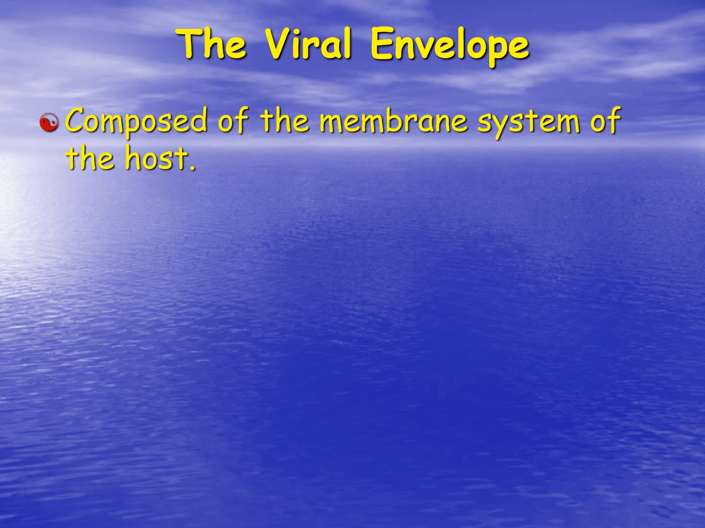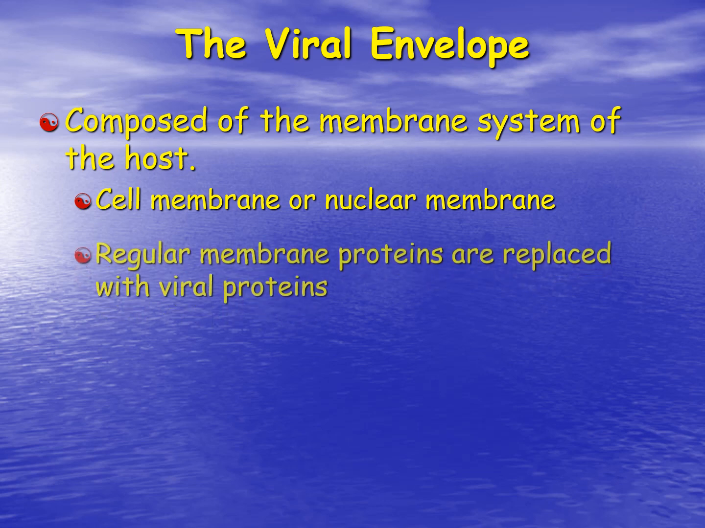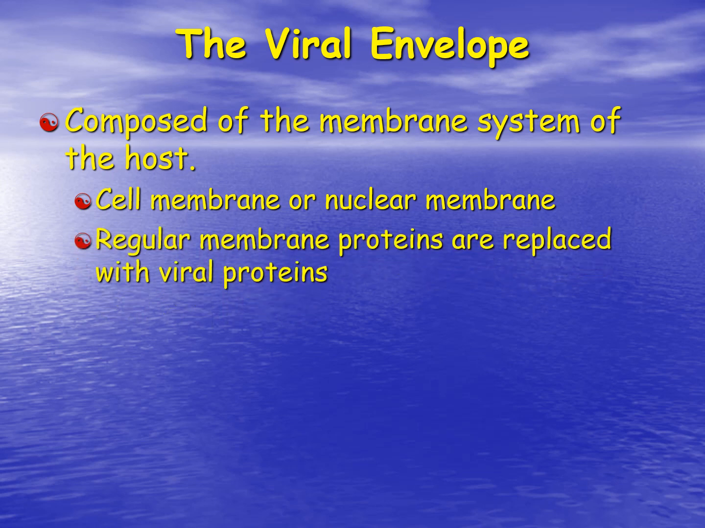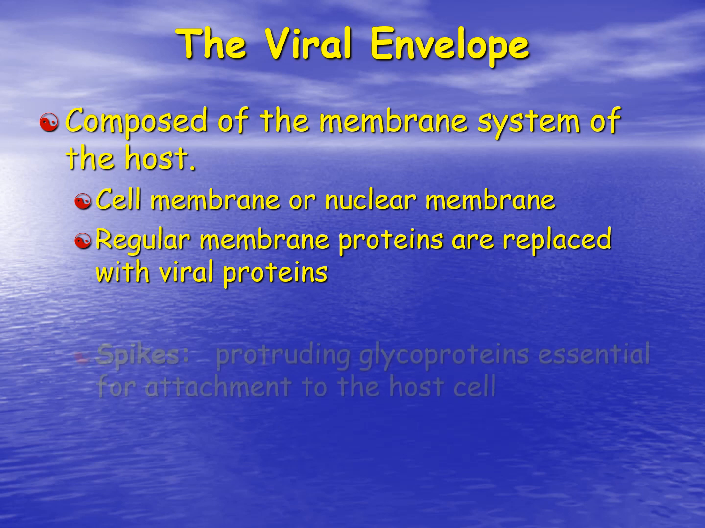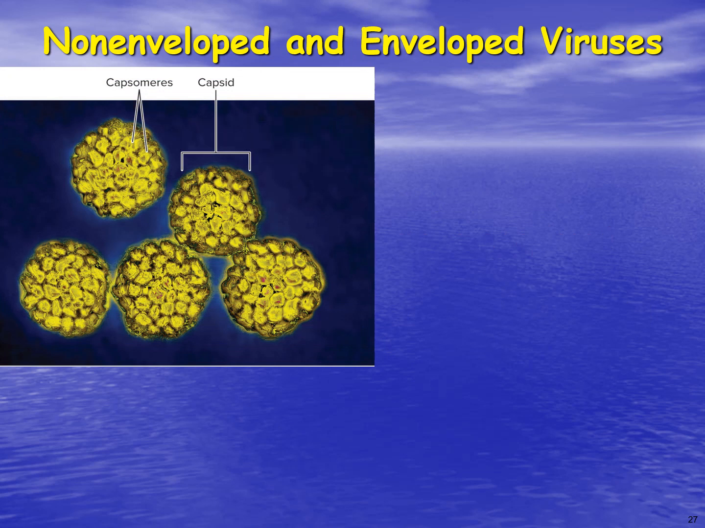The viral envelope, if again the virus has it, is usually composed of the membrane of the host cell. And this can either have come from the cell membrane itself or could be actually part of the nuclear membrane of the host cell. Regular membrane proteins are replaced, however, with viral proteins. And the spikes, if they have them, protrude, and these are usually glycoproteins essential for attachment to the host cell.